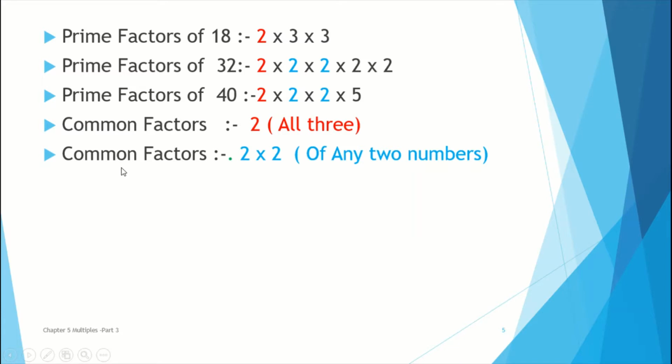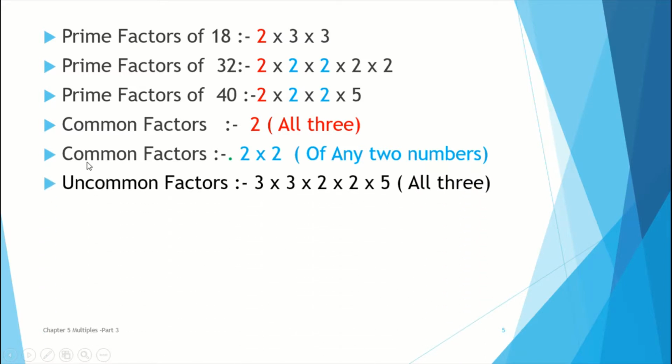Now what we will do, we will find the uncommon factors of 18, of 32 and of 40. Uncommon factors means remaining factors. So which are the remaining factors? See, so 3 multiplied by 3, of 32, 2 multiplied by 2, and of 40 only 5. So the uncommon factors are 3 multiplied by 3 multiplied by 2 multiplied by 2 multiplied by 5.